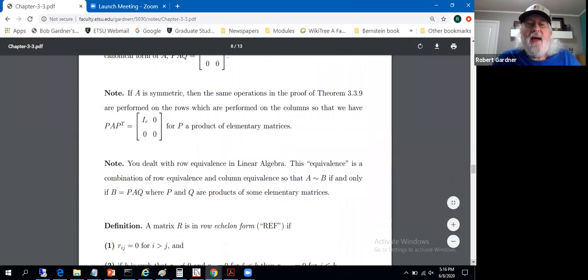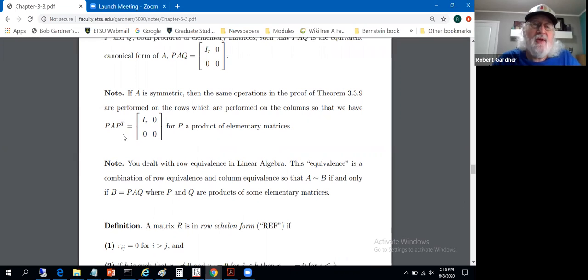If A were a symmetric matrix, then the stuff we did to the columns would have been the same kind of stuff we did to the rows. We'd actually write this as P is a product of elementary matrices, and we'd take a P transpose over here and get PA P transpose would produce the equivalent canonical form of the matrix, provided it was a symmetric matrix.